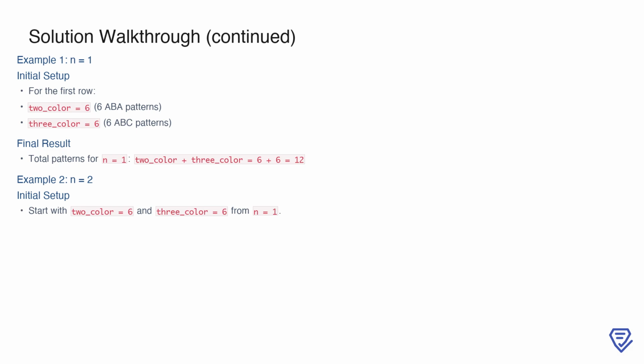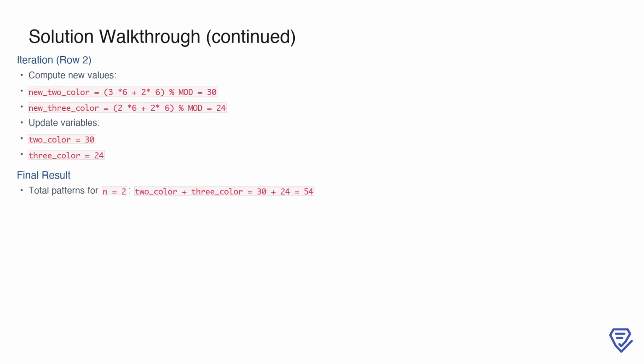With these calculations, the values are updated for the next row: 2_color becomes 24, and 3_color becomes 30. The total number of patterns for n equals 2 is then obtained by summing the updated values of 2_color and 3_color. Adding them together, we get 24 plus 30, which equals 54. This gives us the final output for n equals 2, which is 54.